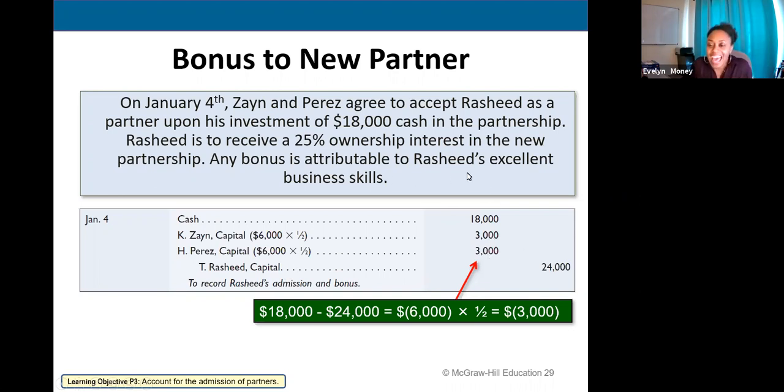We're told that Rashid has excellent business skills. So that means the old partners, two of them, are paying a bonus to Rashid. That reduces those partners' capital accounts, and we debit their capital accounts for half, assuming that the bonus is split evenly among the old partners.